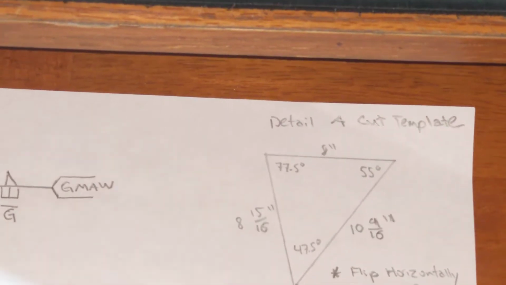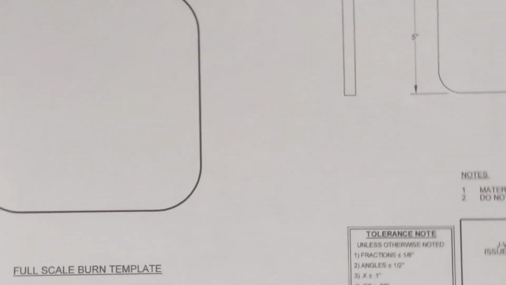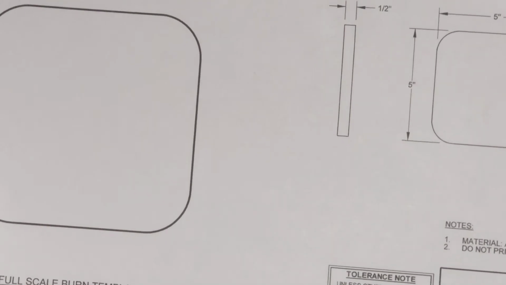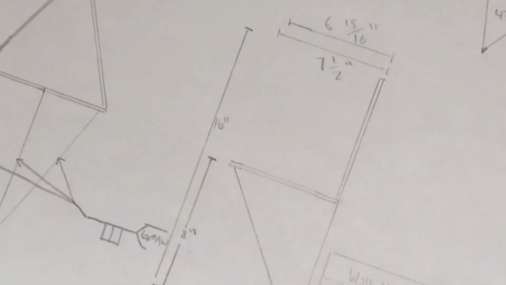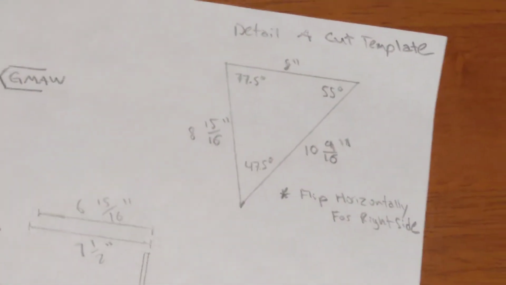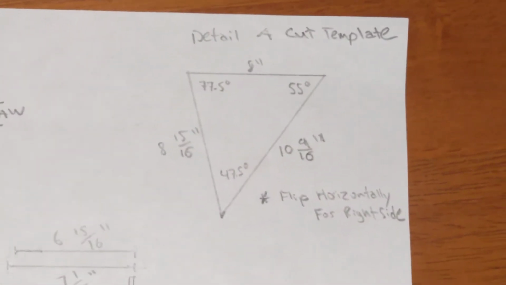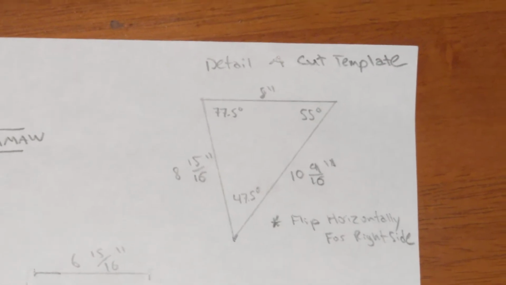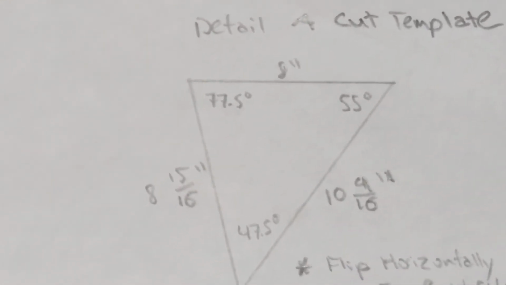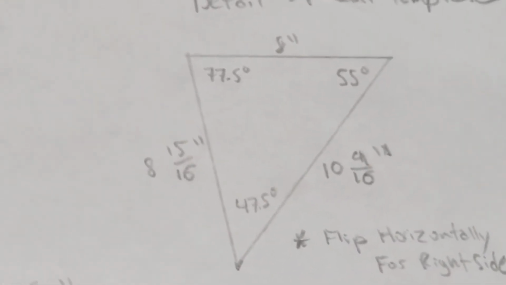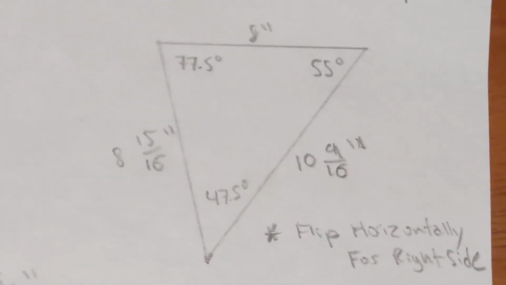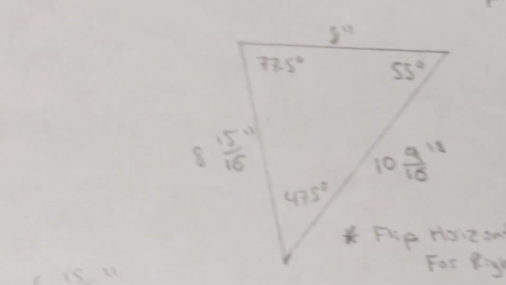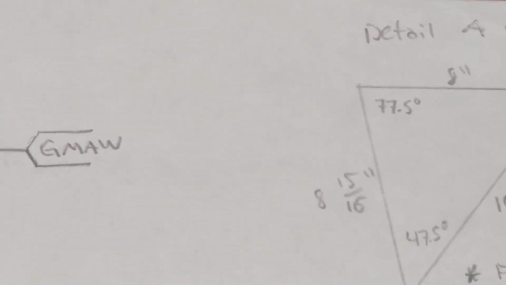I think if I look at this, it says this is a burn template. This is something you can give to a company that can pre-cut metal for you. But because I did this by hand, I had to actually get this math. But I could order this metal correctly cut to these dimensions. So my side pieces here, the top part there is going to be 8 inches. The kind of hypotenuse there is 10 and 9/16, and then the downward piece is 8 and 15/16.